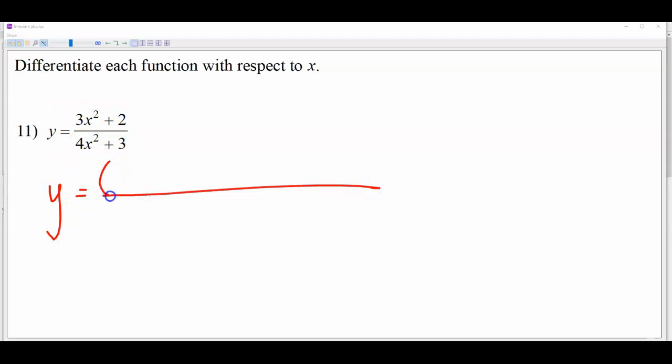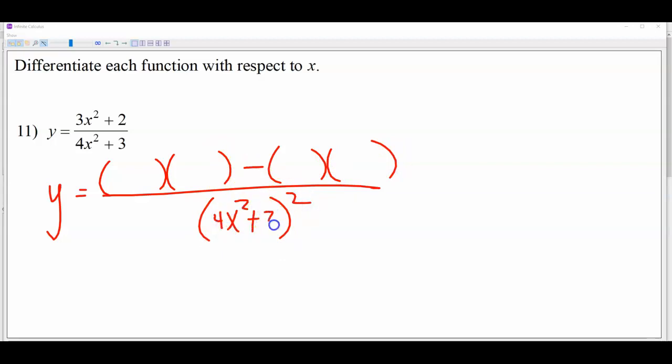The rule is low, d high, minus high, d low, draw a line, and square below. So the bottom's going to stay the same, it's just that it's being squared now. On the top, we do low, d high, minus high, d low. And once again, you could simplify this, but we're not going to.